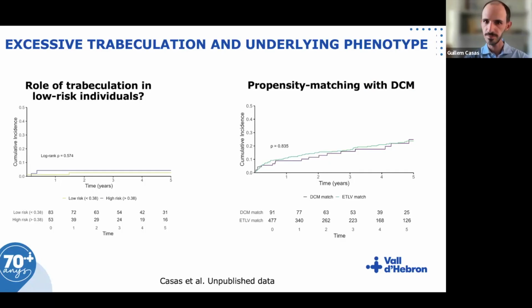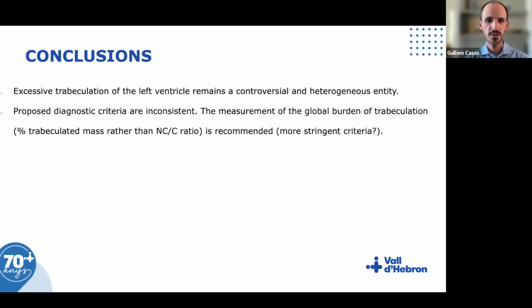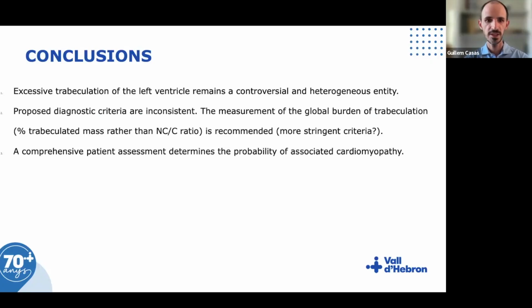So just to conclude, I'd like to say that excessive trabeculation of the left ventricle remains a controversial and heterogeneous entity, that the proposed diagnostic criteria are inconsistent, and that measurement of the global burden of trabeculation, that is, the percentage of trabeculated mass rather than the NC to C ratio, is recommended, and maybe more stringent criteria should be used in clinical practice.